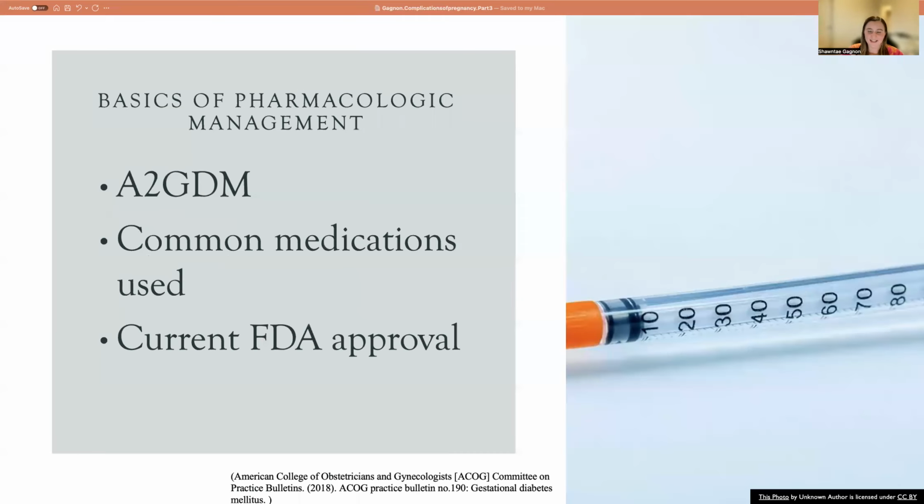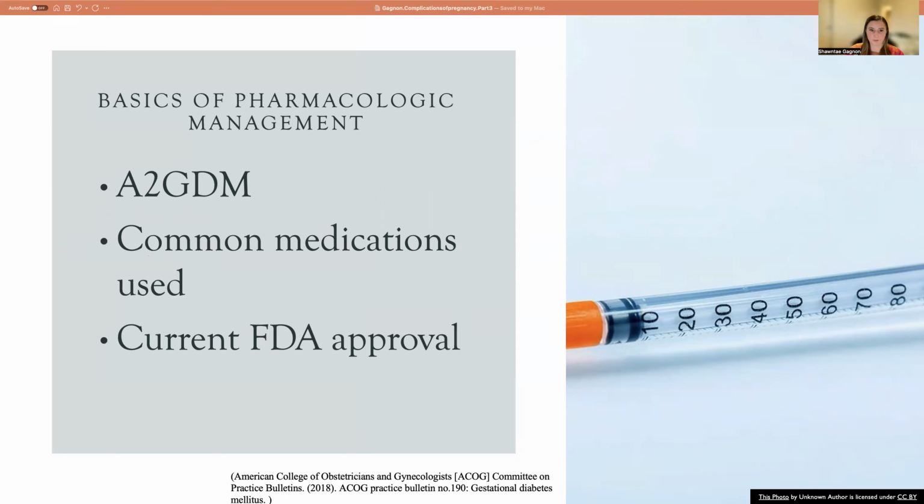Okay, so last but not least, let's talk about pharmacological management. This would be for class A2 gestational diabetes mellitus individuals. The common medications used currently are insulin. And insulin is used because it is great at its job and it does not cross the placenta.